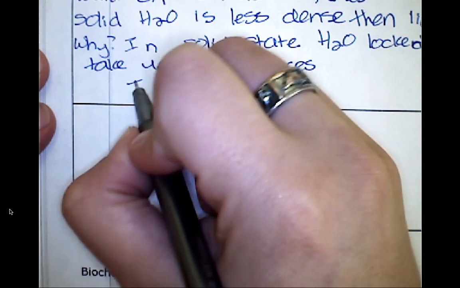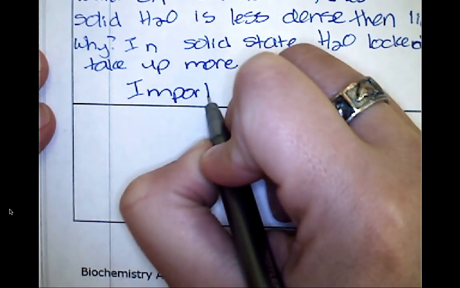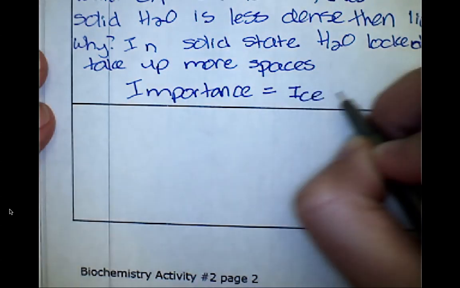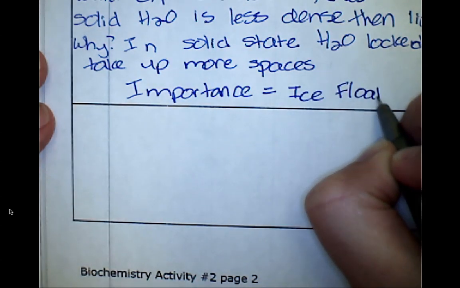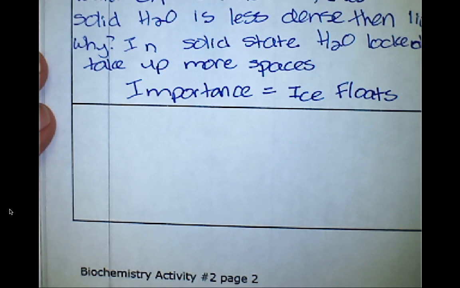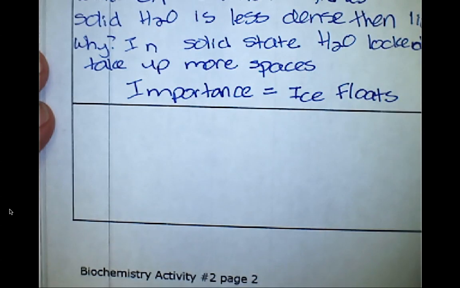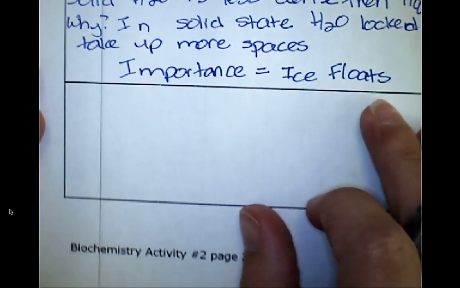And here's the importance of this whole thing: ice floats. Now some of you are like, okay, I know that ice floats, who cares? Well, you care if you're a fish and you live in a lake that freezes in the wintertime, because you can live in the liquid water underneath and the ice can sit on top and you will not freeze. Okay, that's why that's important.